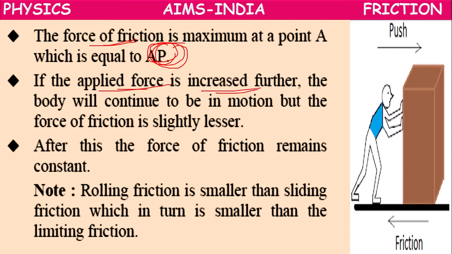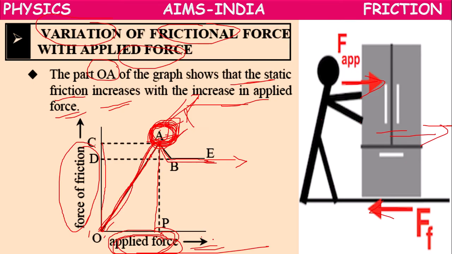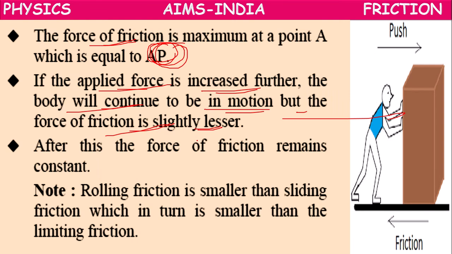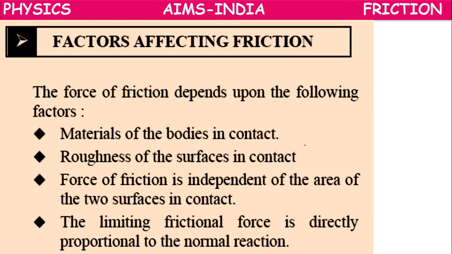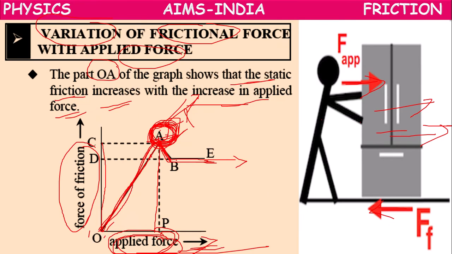If the applied force is increased further, the body will continue to be in motion, but the force of friction is slightly lesser. If you go on increasing the applied force, the refrigerator will start moving, but the frictional force reduces to B. After that, if you go on applying force, the frictional force will become constant without any change, and the body will start moving constantly.